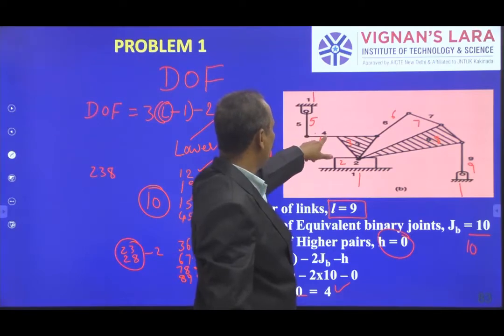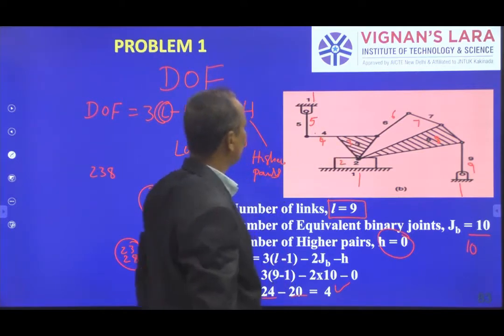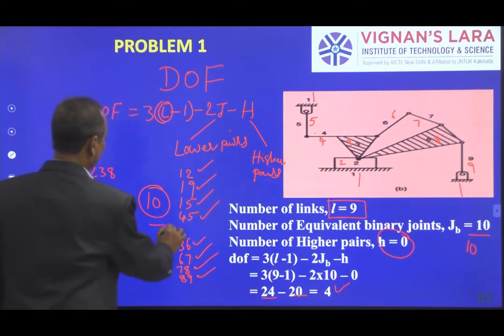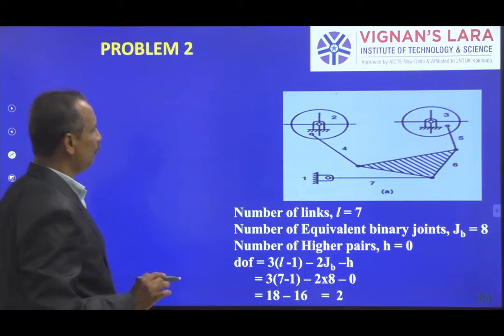So this is 5 and 4, 4 is the part of this. So there is no relative motion between 4 and 3. This is a single link only. Okay. So the degrees of freedom here is 10 in this case. Now let us see in another problem.